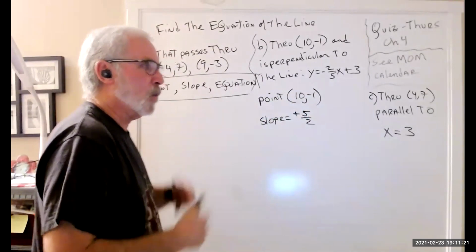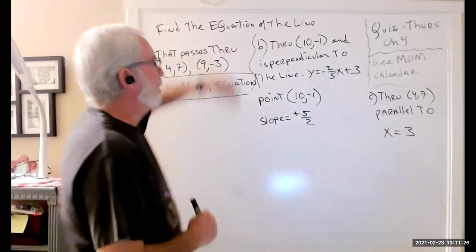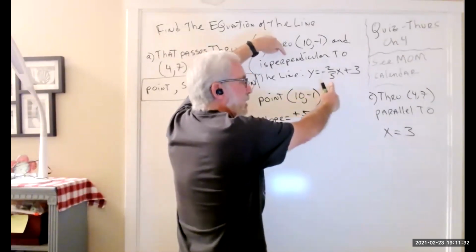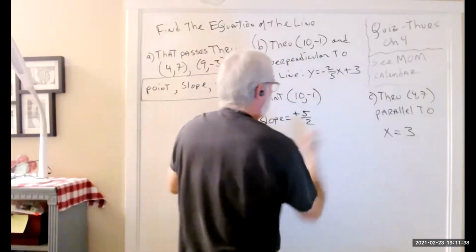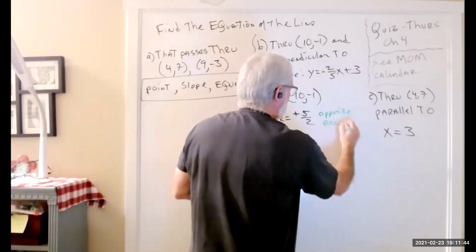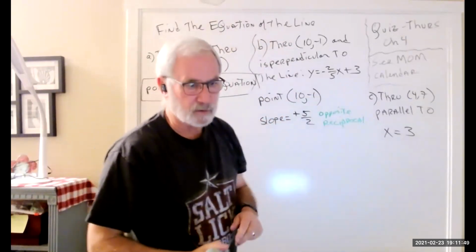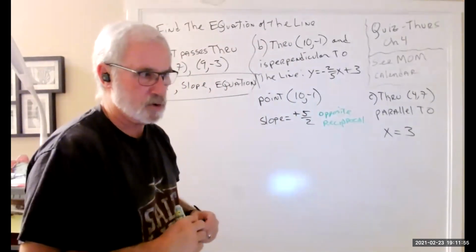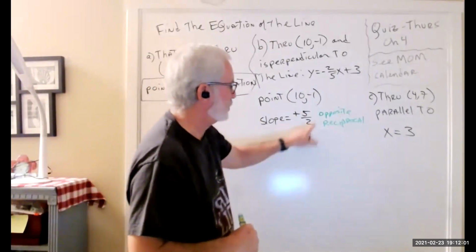How did I know that? What in the problem told me what the slope was? Opposite reciprocal. Good. When it says perpendicular, it's the opposite reciprocal of this line's slope. That's only when perpendicular is in the equation. If it had said parallel, then we would use the same slope. But because it says perpendicular, we have to use the opposite reciprocal slope.